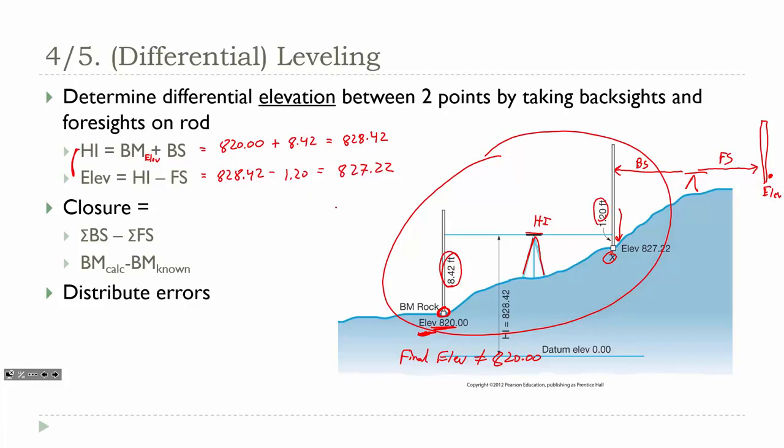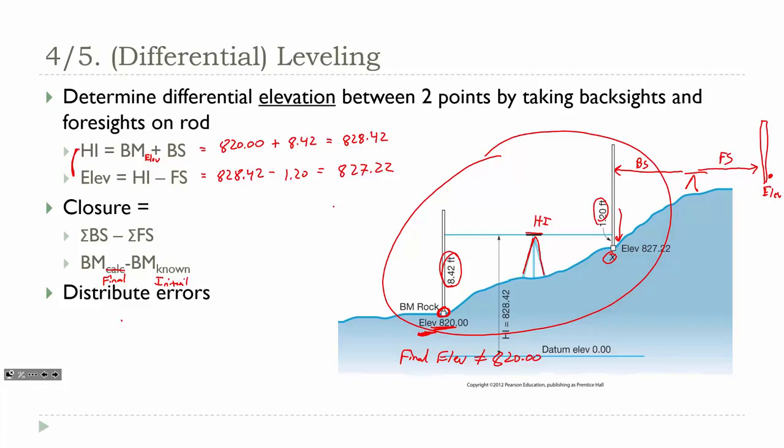You had error. That means you have some error. So the way that you can calculate the error is, I show benchmark calculated minus benchmark known. It's also benchmark final, the final observation, minus your initial one.